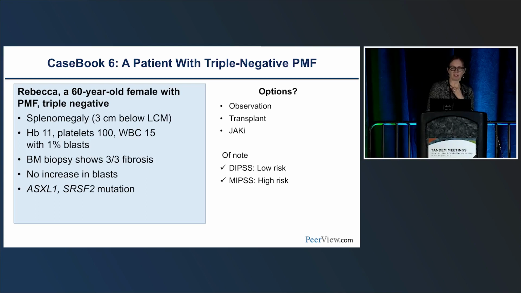So this patient's always challenging because when you look at her DIPSS score, she's actually low risk. She's not greater than 65. She doesn't have significant constitutional symptoms, and none of her labs would put her in that category. However, when you do her MIPSS score, she is in a high-risk category based on the presence of the ASXL1 and the SRSF2 primarily. How do you approach these patients?